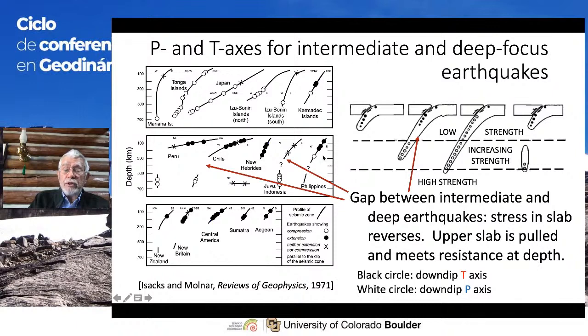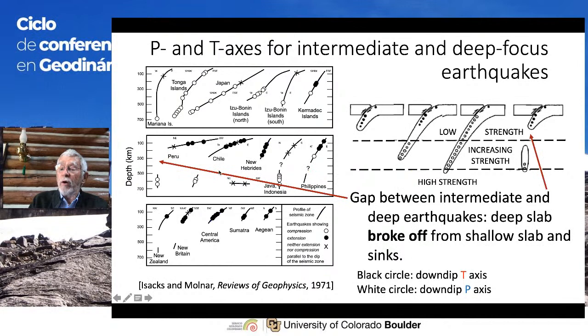Then there are these intermediate cases where there's a gap. There are intermediate depth earthquakes, deep earthquakes, but there's a space between them under Chile, under Java in this area. And one possibility is that the bottom of the slab is meeting resistance, but the shallow part is still being stretched by the weight of the slab. So here you'd have a spring that hangs from the ceiling. Its upper part is stretched, but its bottom part on the floor would be compressed. This is a simple explanation that many of us like for these places where you have a gap in the seismicity. And often you have a minimum in the seismicity, if not a gap.